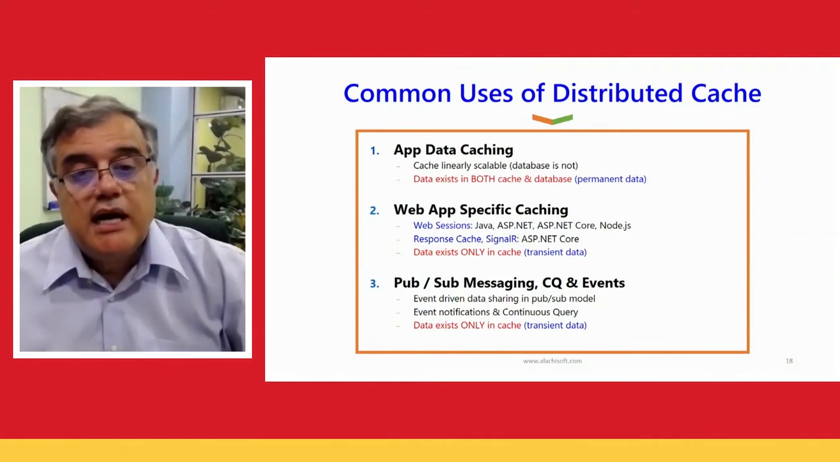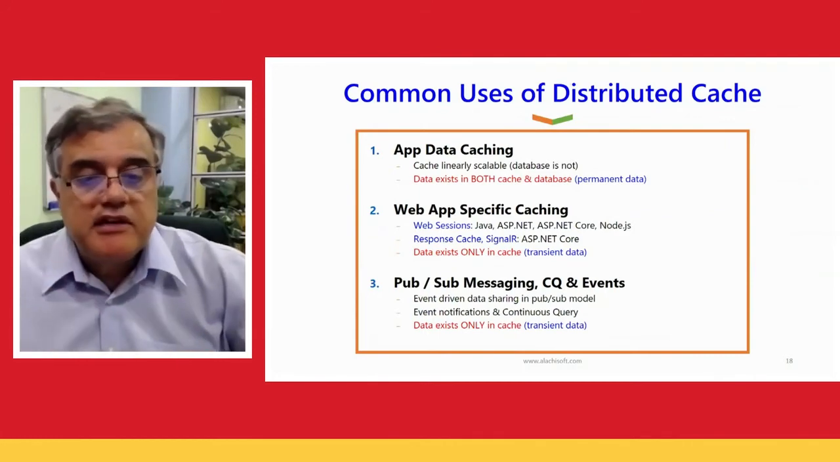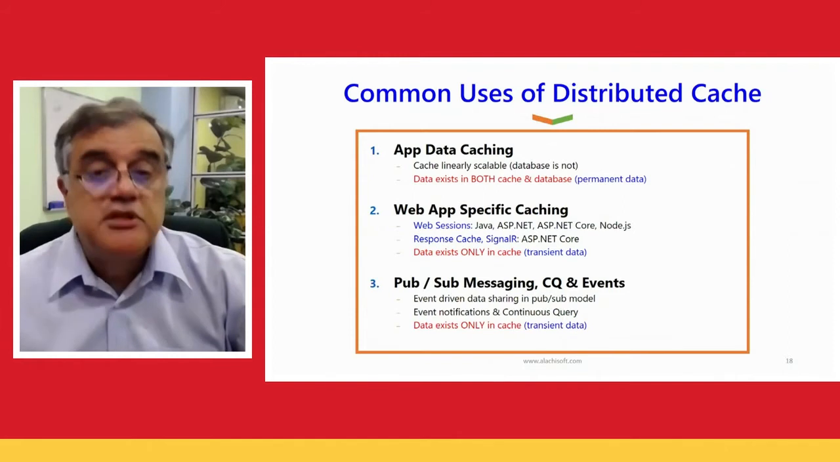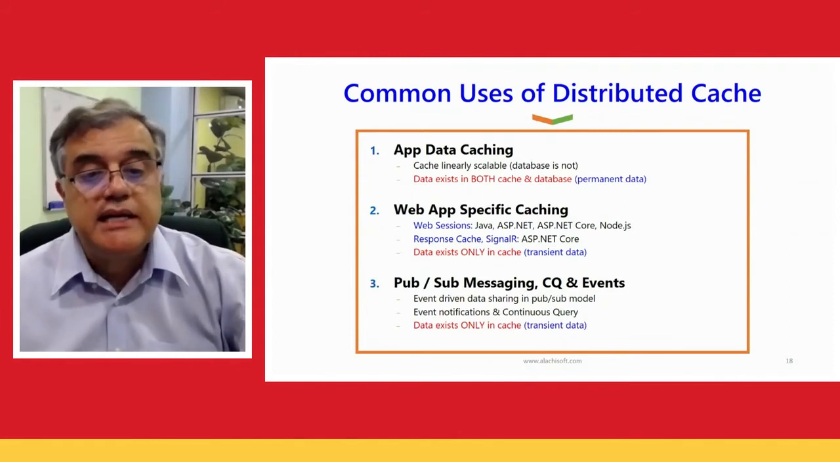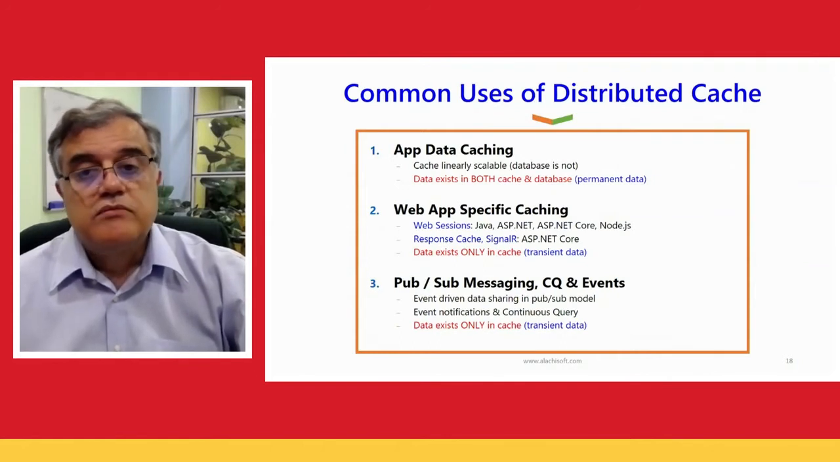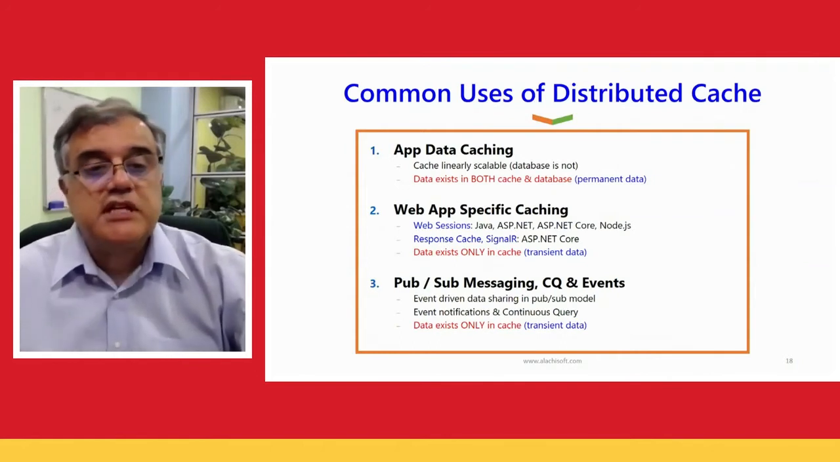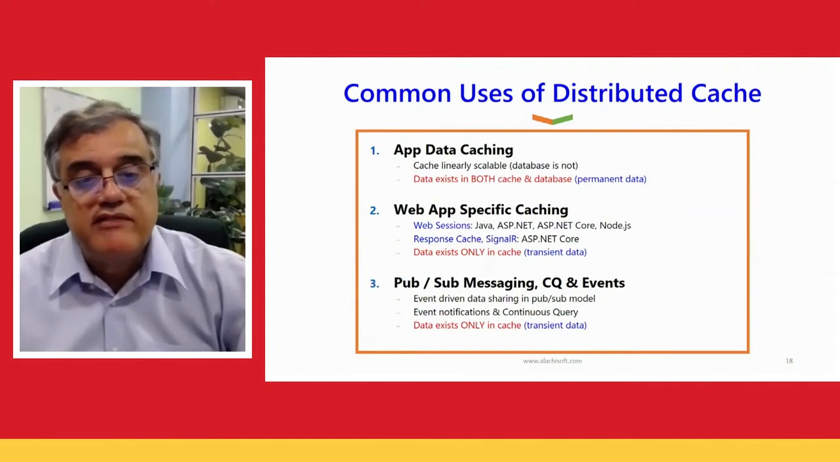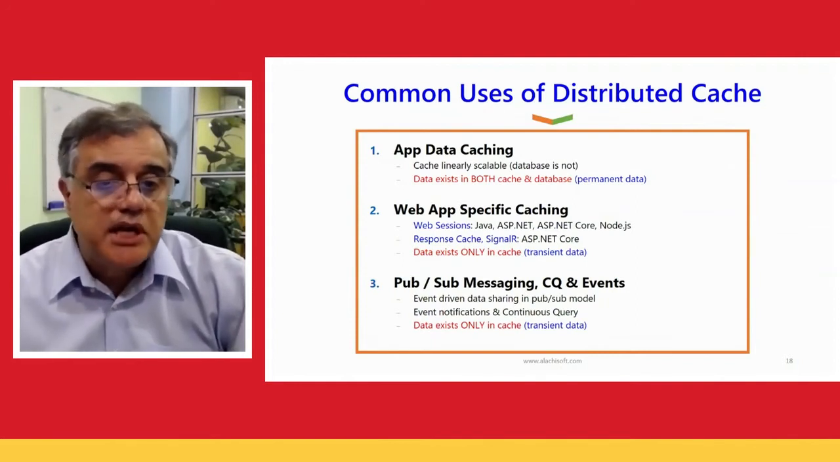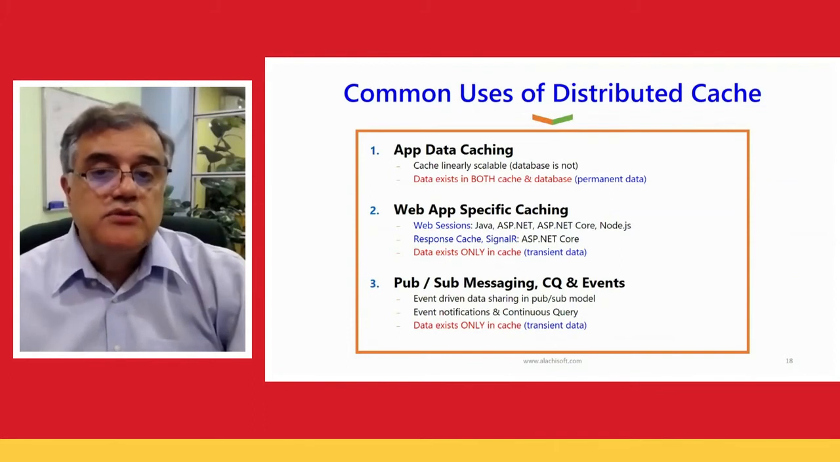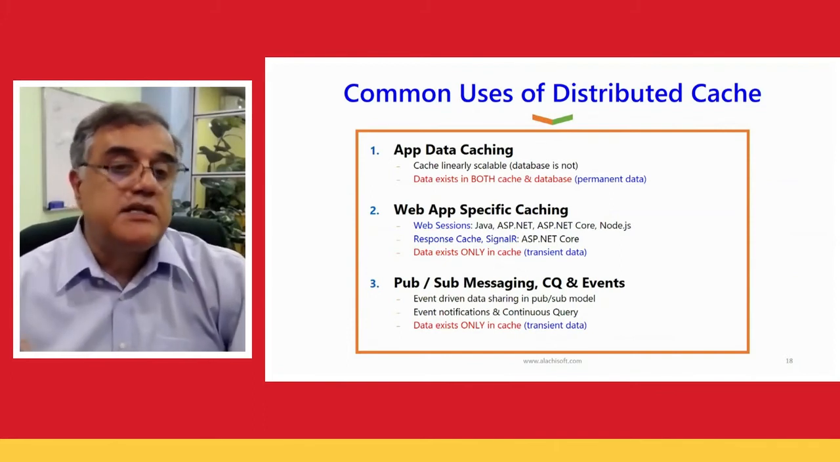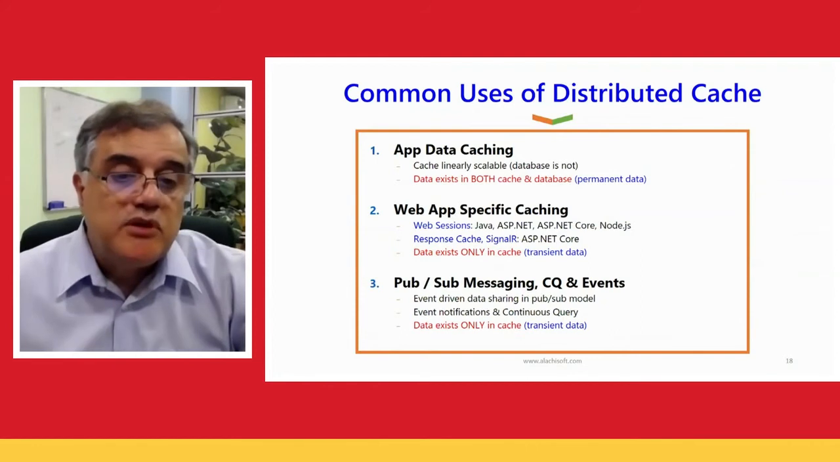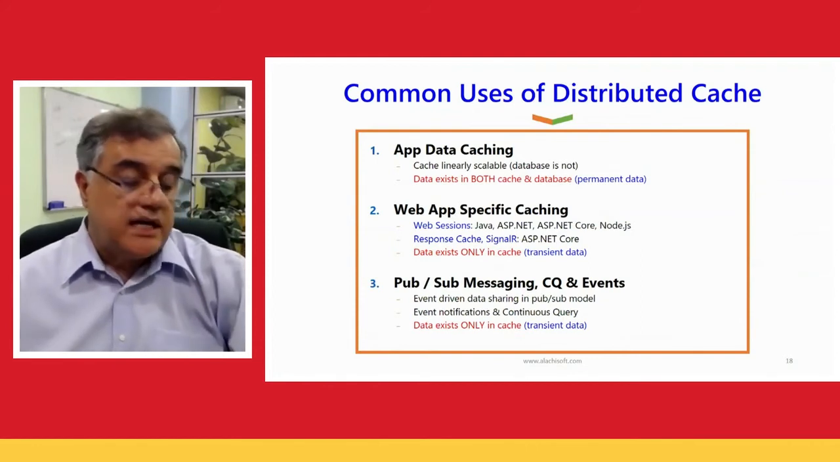So I'm hoping that by now I've convinced you that an in-memory distributed cache is a great idea as far as an application architecture. So the first question that comes to mind after that is, okay, now how do I take advantage of it? As an application developer, because these are all about applications, how do I use a distributed cache to take advantage? So there are 3 common ways that you can use a distributed cache.